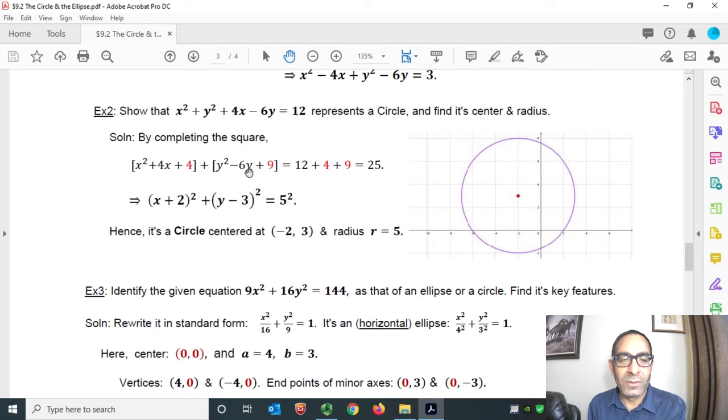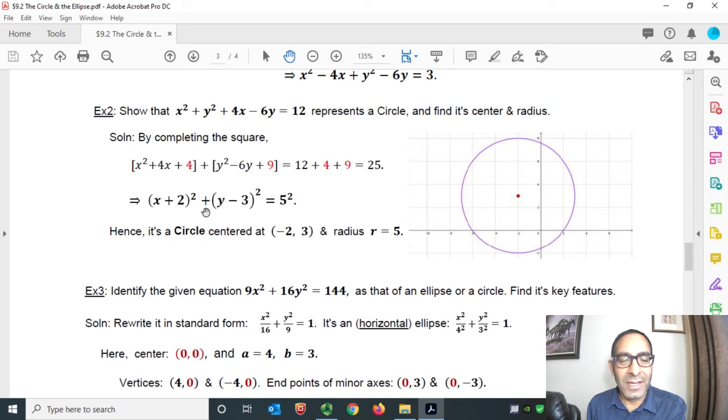Similarly, for the y terms here, this magic term equals to dividing the coefficient of y by 2 and squaring, and add here and add here. So here the coefficient of y is minus 6, divided by 2 is minus 3, squared is 9. So 9 here, 9 here. I hope this idea makes sense to you all. And by the way, the right hand side, 12 plus 4 plus 9 turns out to be 25.